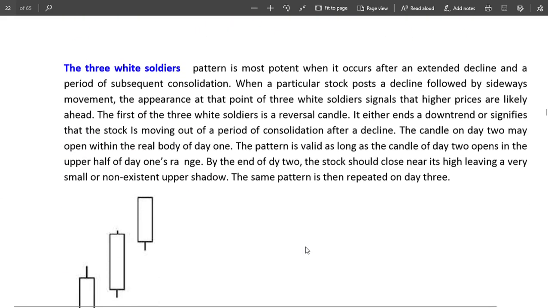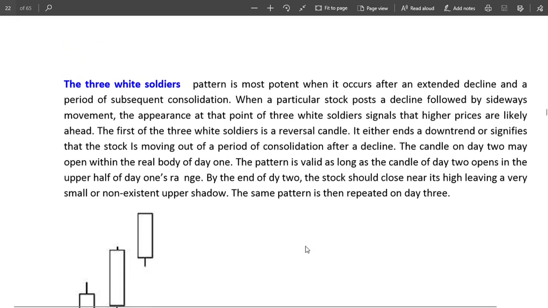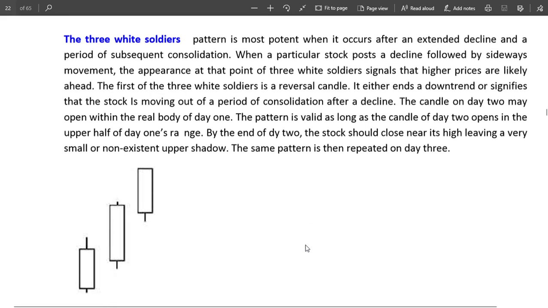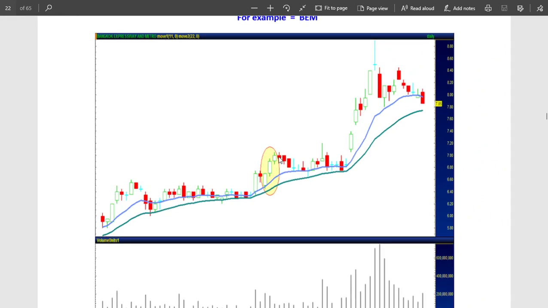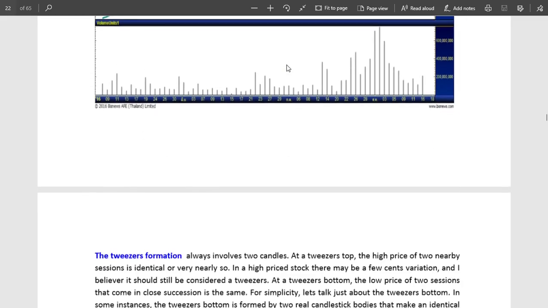Okay, now we have the three white soldiers. These are typically the opposite of the three black crows. After this occurs, there is normally a shoot to the upside. And I can see price was just consolidating around here, but after a while we see this, then the price will always retest. After the retest, price shoots to the upside. So these are things that we should always watch out for when we trade.